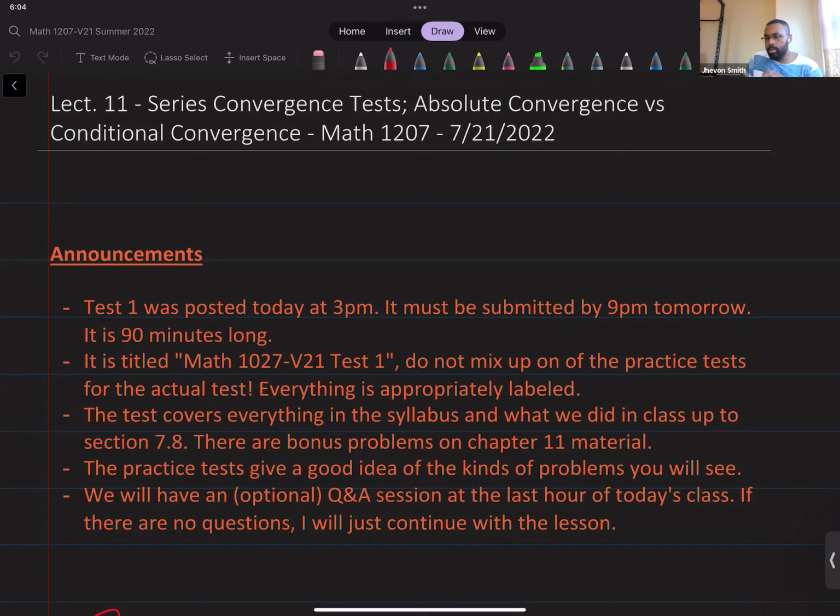Like I said, I wrote it. I didn't really add anything else, and I told you guys I'll give you an hour and 15 minutes, but I threw on an extra 15 minutes just because. So you'll have 90 minutes to do it, and it is labeled math. Well, that's actually a typo. It's labeled math 1207. I mean, of course you know that. Hopefully you know what class you're in. So it's labeled math 1207.